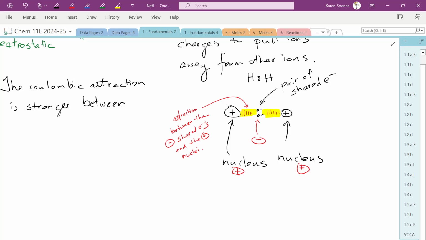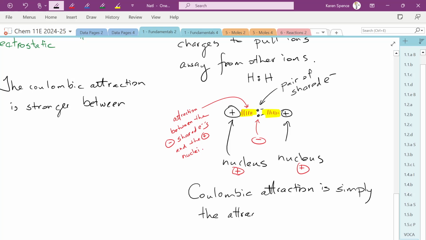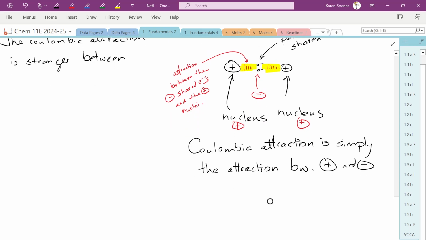So the forces of coulombic attraction between molecules are called IMF, so what's the force here? The forces between the ions are called ionic bonds. Okay? So coulombic attraction is simply the attraction between positive and negative charges. That's all that means. It's a big umbrella term. Everything that's positive that attracts to something that's negative, that is a coulombic attraction.